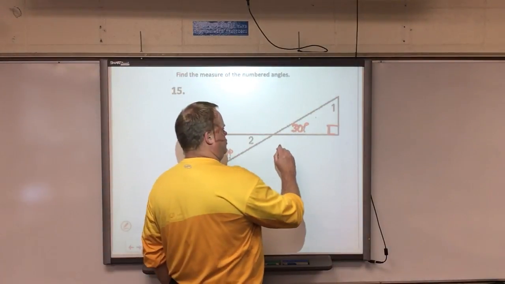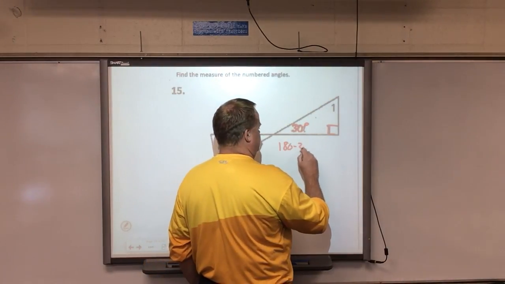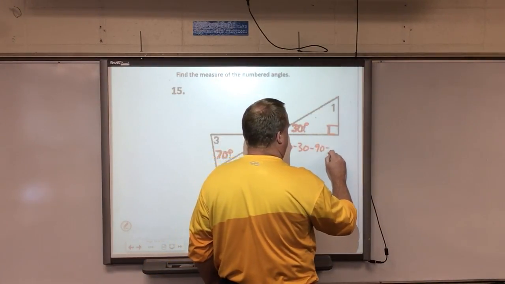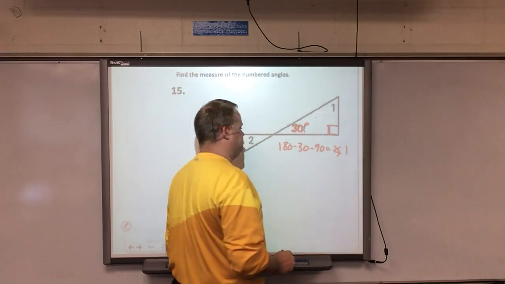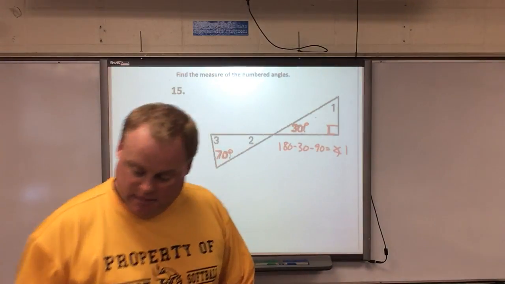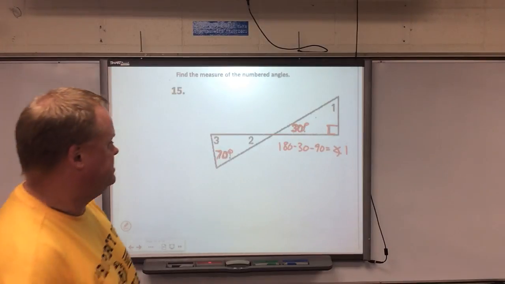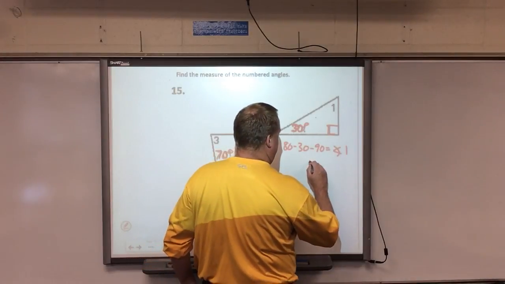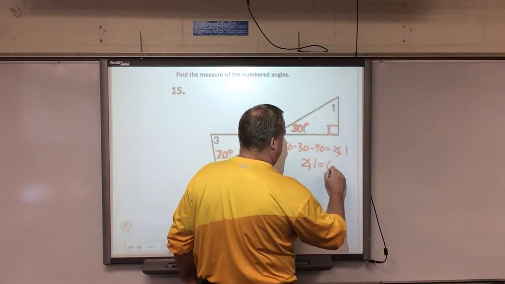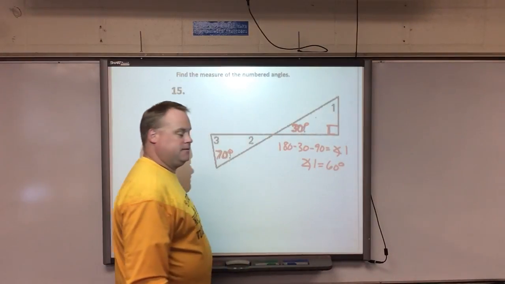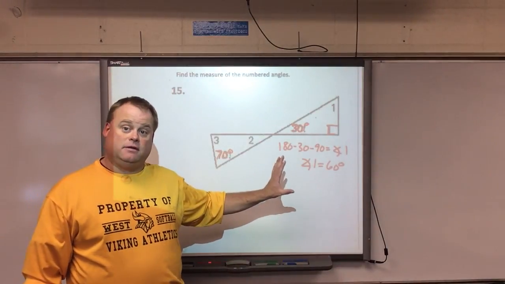So I have 180 minus 30 minus 90 equals the measure of angle 1. Well, 180 minus 30 minus 90 is going to be 60. So I know that angle 1 is equal to 60 degrees. Okay, so I've got that. I have that one.